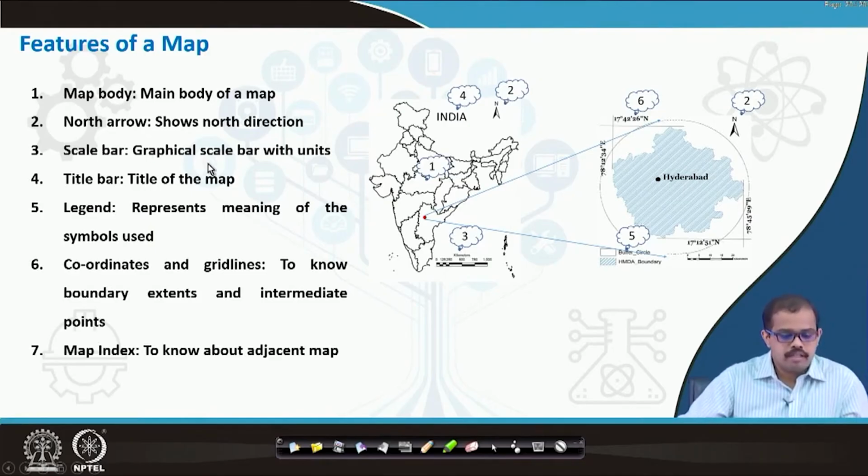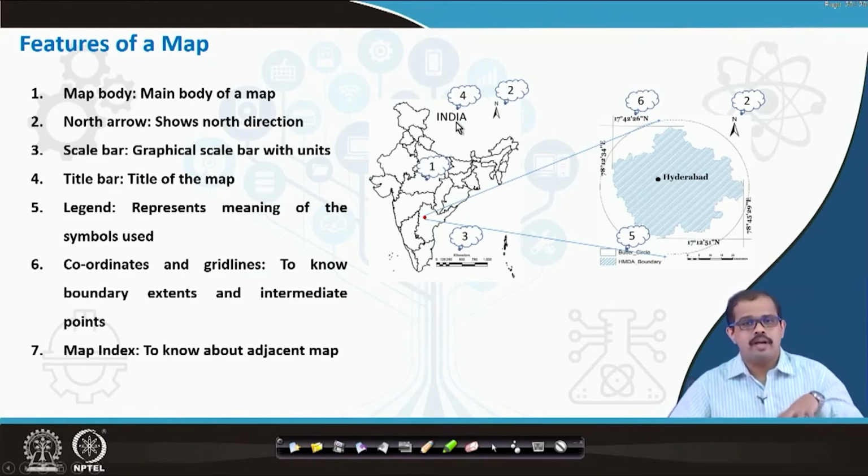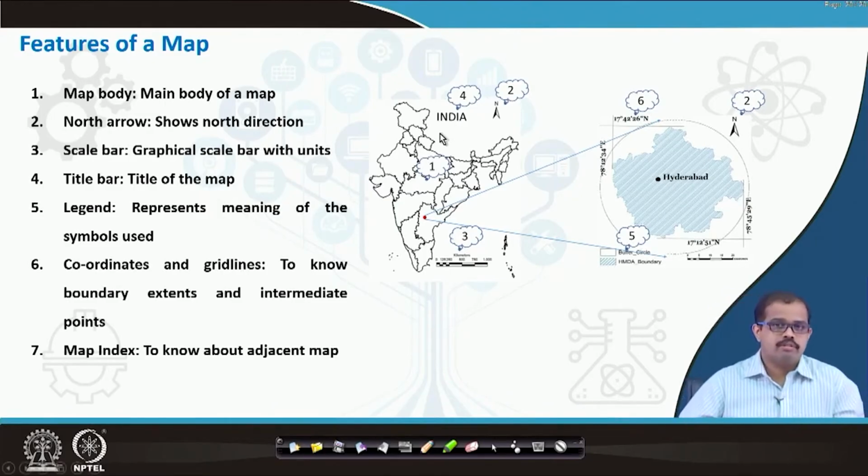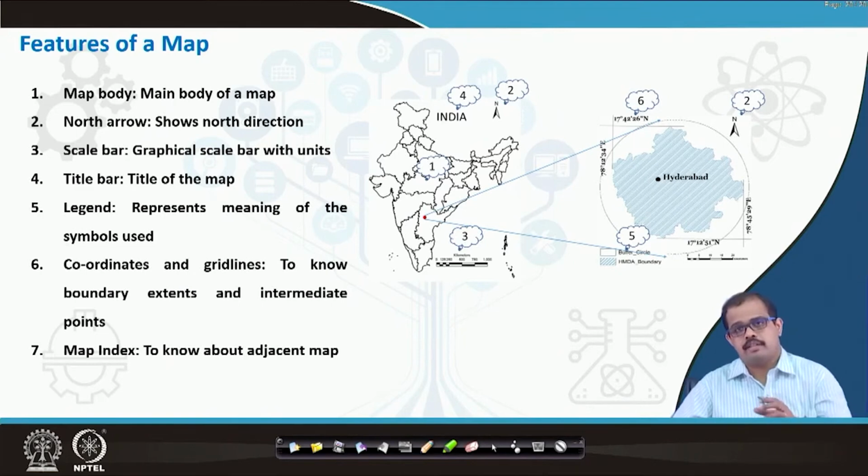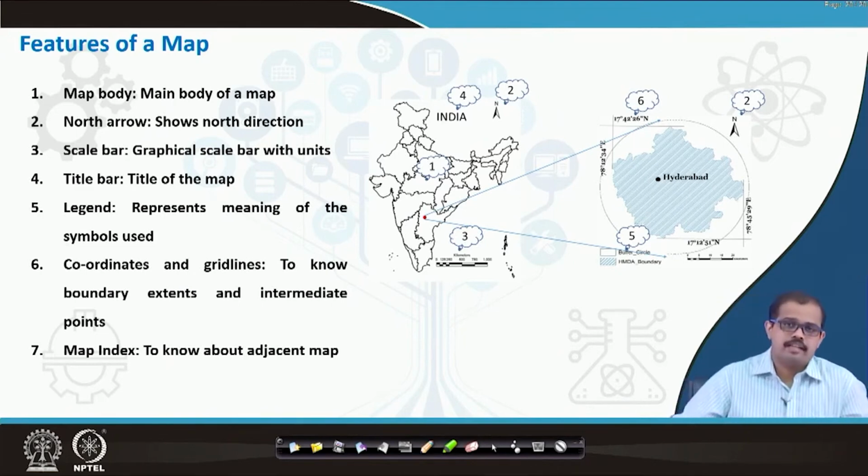And when we look at the title bar, the title of the map is very important. It describes where the map is actually representing on the earth's surface, whether it's India or Hyderabad. If you put this map in some foreign country, people may not be able to understand which country or which city this is. If you give a title for this, it would give them a clear picture.